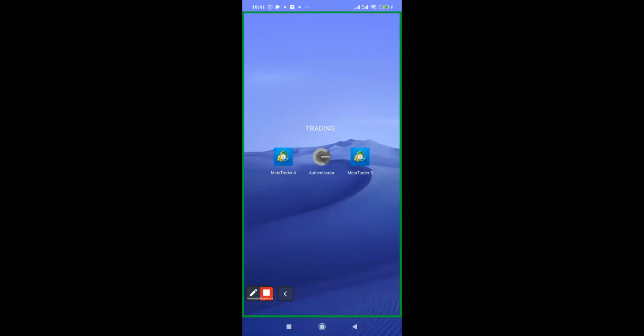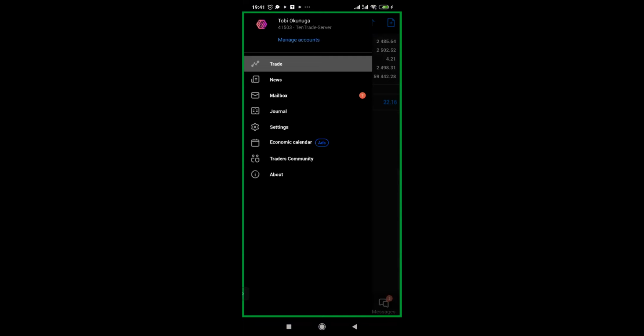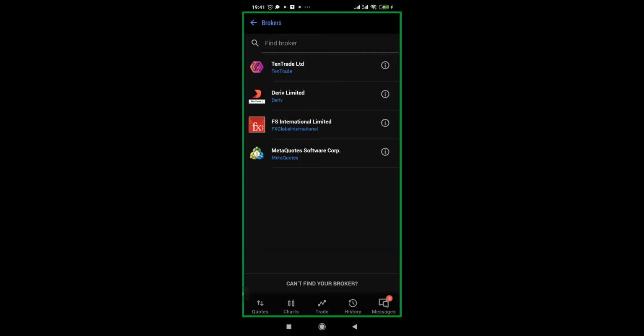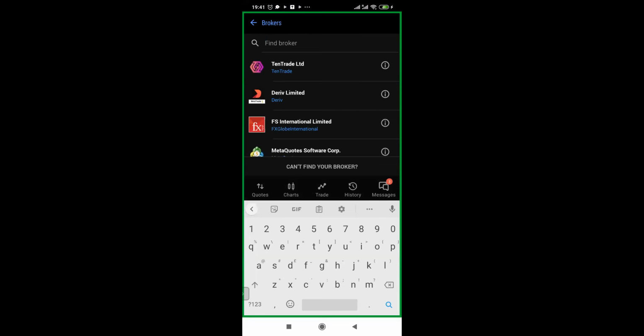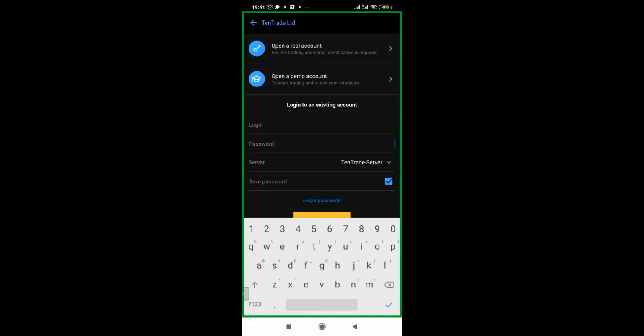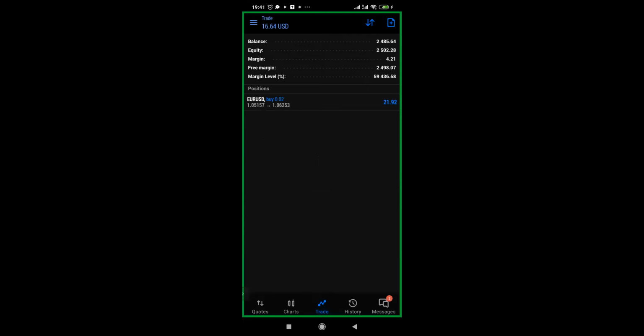All right, so this is MT5 on the mobile phone. Of course, you'd have to log into your MT5. So you come to Manage Accounts. Click on the plus sign to log in, and then click on search for your broker. Find broker, you search for 10 trade, you see 10 trade there, and then you put your login details and your password, and then you log in. All right, so we're assuming that we've done that.